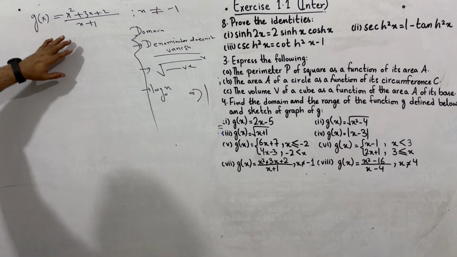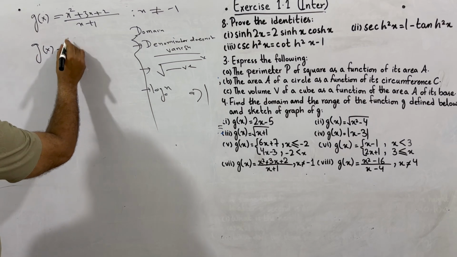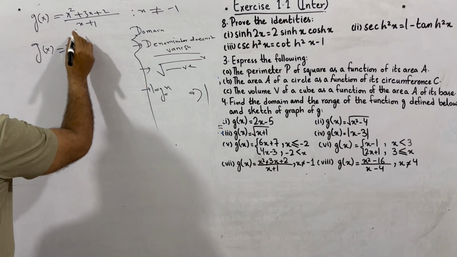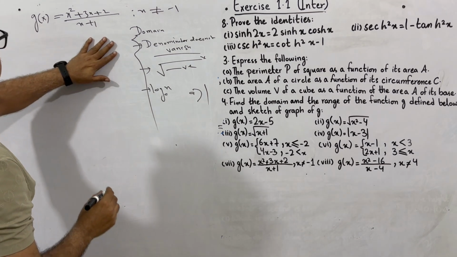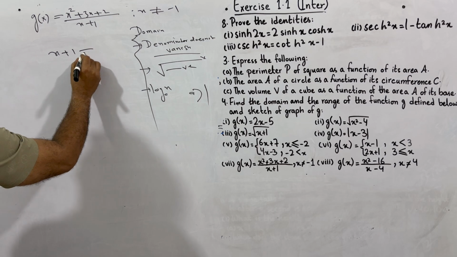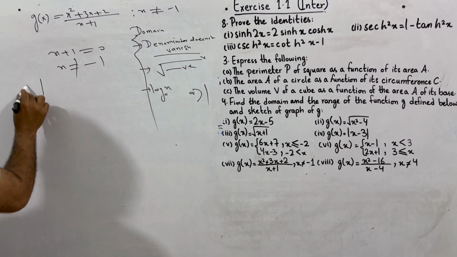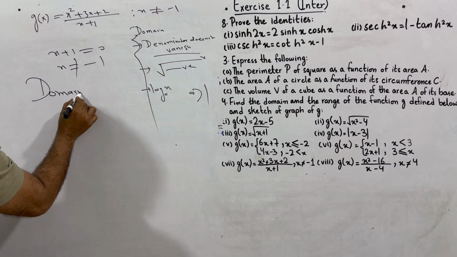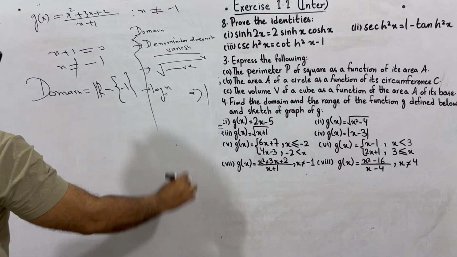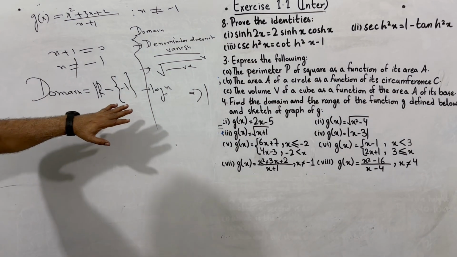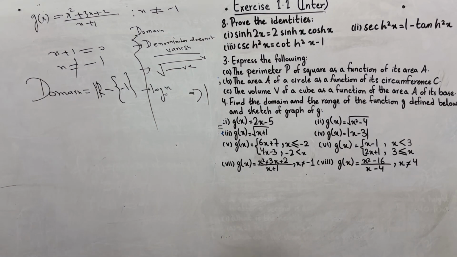For domain, look at this. We are asked to find its domain. It's really cool. It is a rational function but can be simplified. Let me take the denominator first: x plus 1 is equal to 0, so x does not equal minus 1. So its domain is going to be all real numbers excluding minus 1, the rest is the domain of this function.